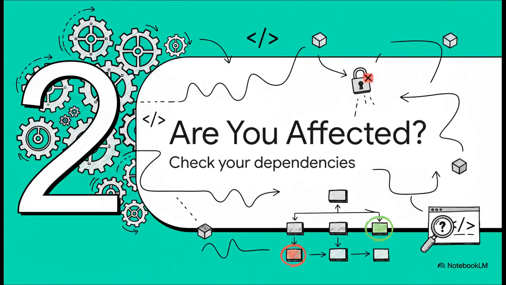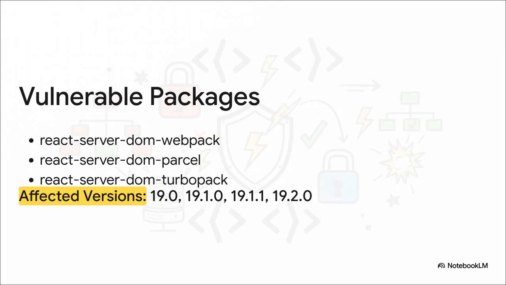All right, that naturally leads to the big question you're probably asking yourself right now. Is my app affected? So let's figure that out. We're going to break it down so you can go check your projects immediately. Okay, I want you to literally go and check your package.json file right now. If you see any of these packages, React Server DOM Webpack, React Server DOM Parcel, or React Server DOM TurboPack, you need to look at the version number.